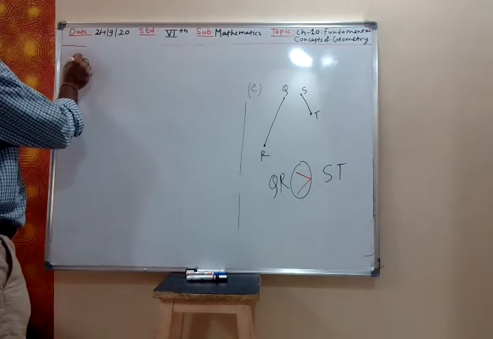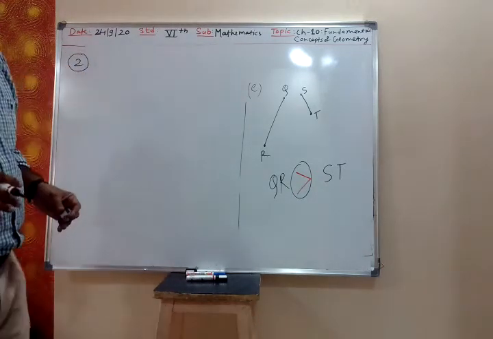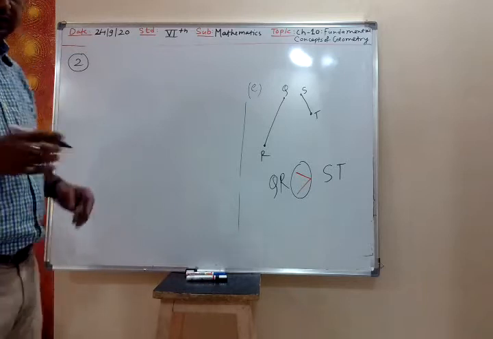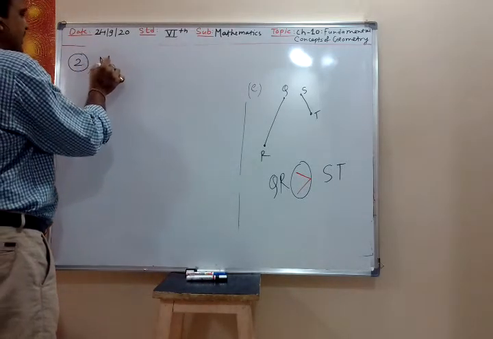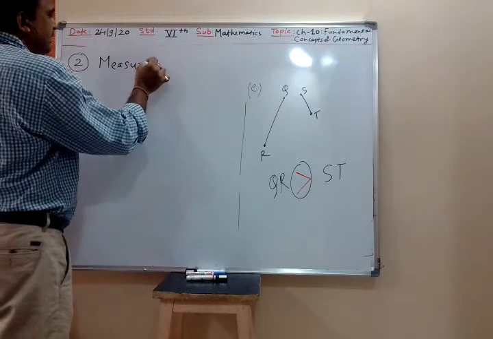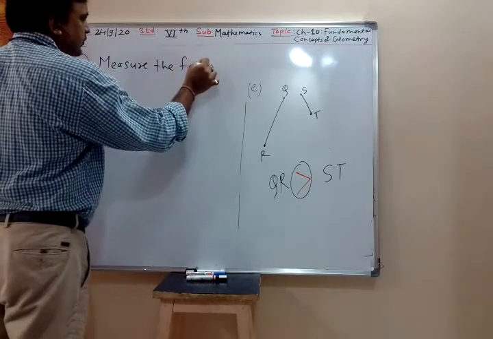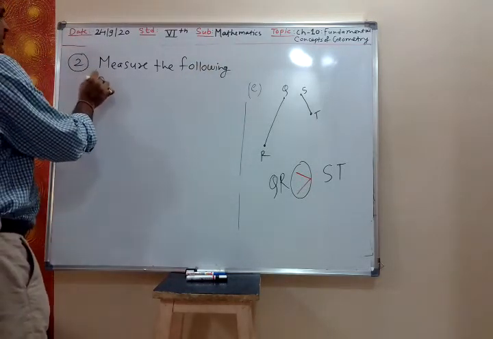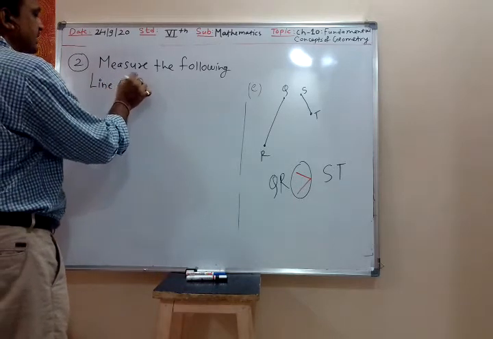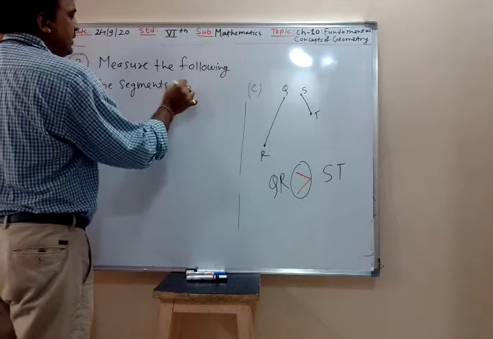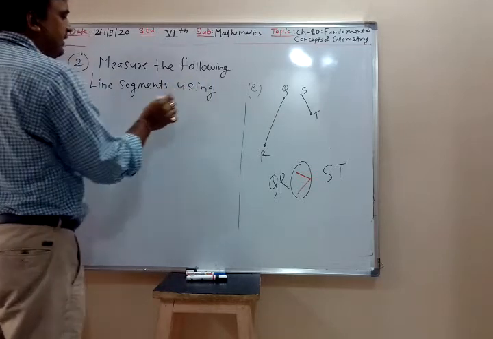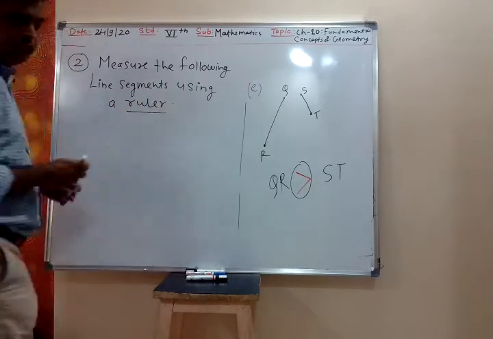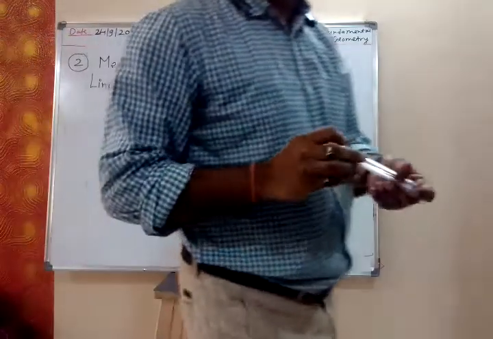Now second, you pay attention. What is there? Measure the following line segments using a ruler. So first we have seen the divider. Now using a ruler. Using the ruler, measure the following line segments.